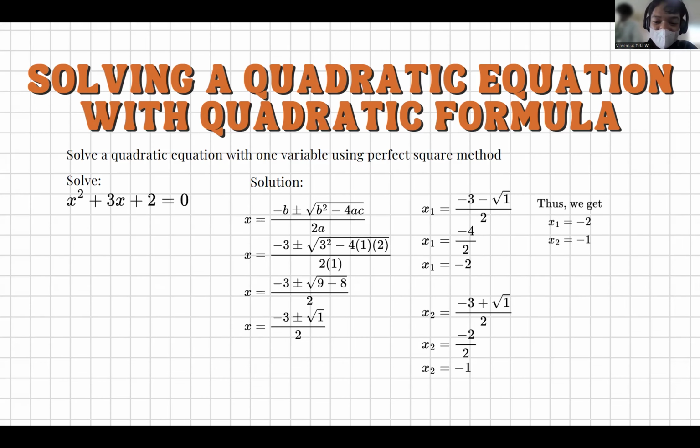Then as we know that the square root of 1 is indeed 1, then we can subtract to get negative 4. Then we're going to divide that by 2, then we got x1 is equal to negative 2.